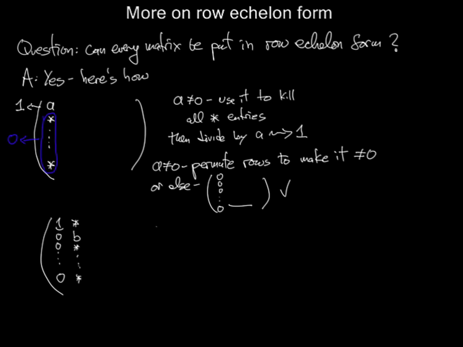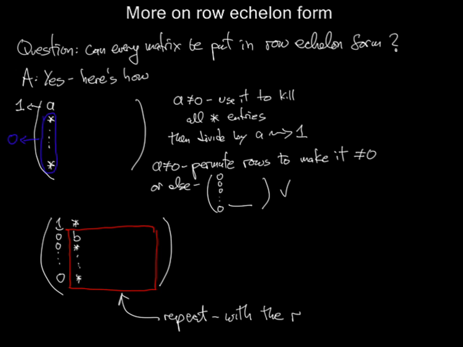And write the second column like this. The entry in the 2 place is B, and then everything else I don't care about. And now you just look at this rectangular matrix here with B in the upper left-hand corner. And well, you just repeat the same procedure with this matrix. So that is to say, if B is non-zero, you can turn it into a 1 and everything below it into a 0 and so on. And so you would, in that case, get to this situation.